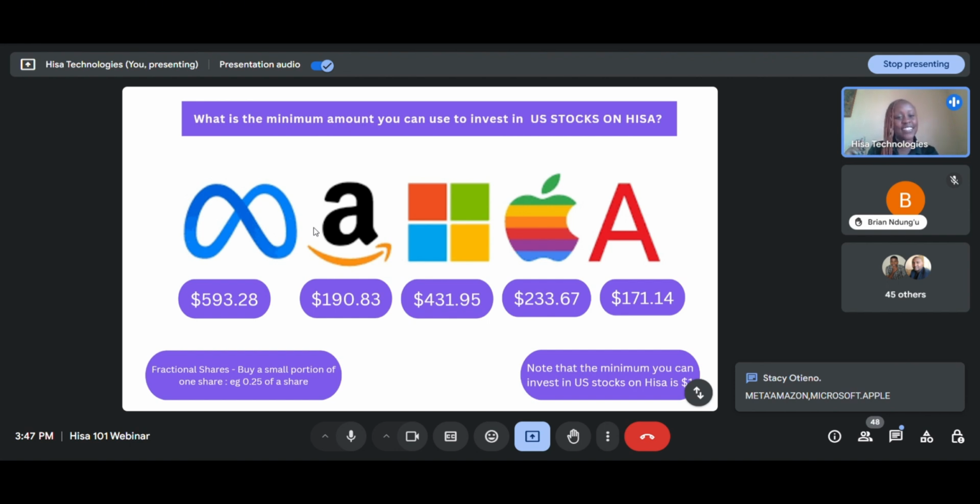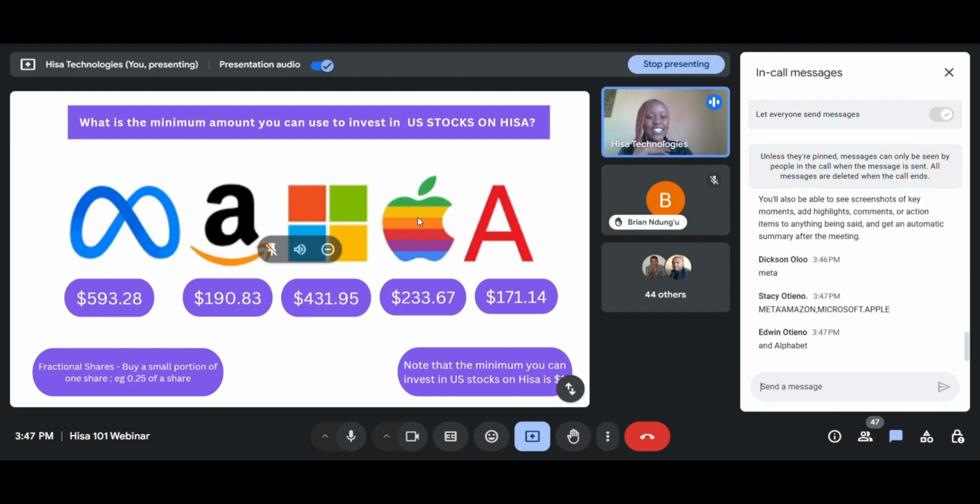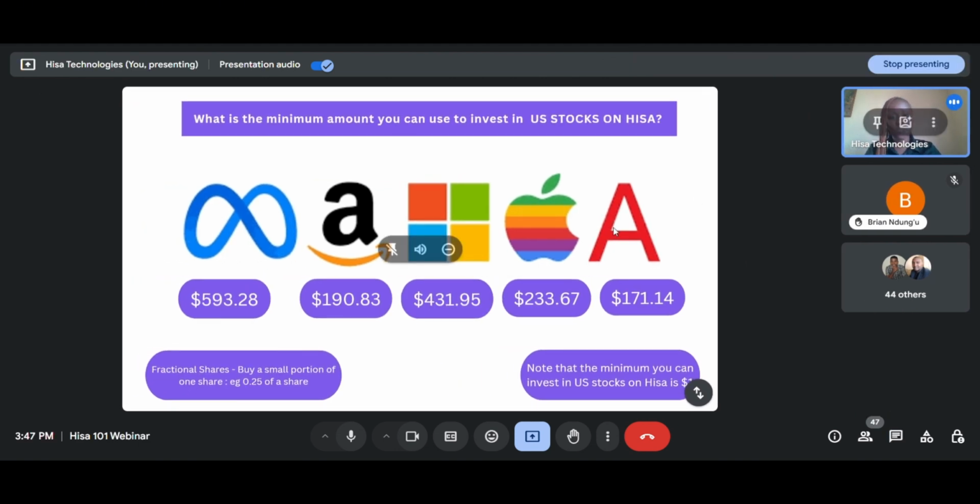Okay, Stacy is so quick. She has listed all of them. So Stacy is saying the first one is Meta. The second one, the A, is Amazon. The third one is Microsoft. Then Apple. Awesome. Edwin, Alphabet. Awesome, awesome. I can see we are an interactive group, and I like that. Thank you so much. So Alphabet owns Google.